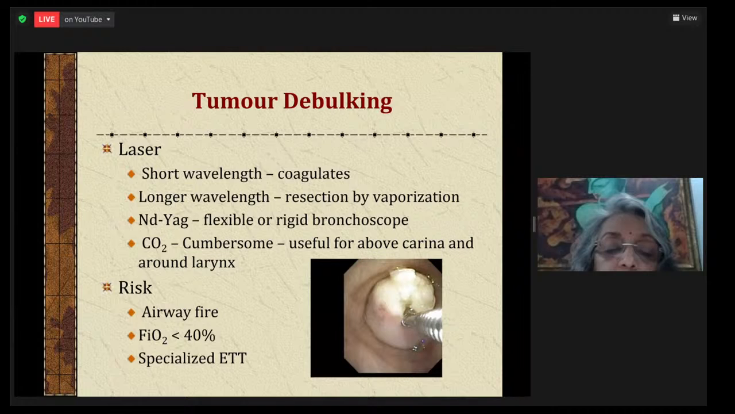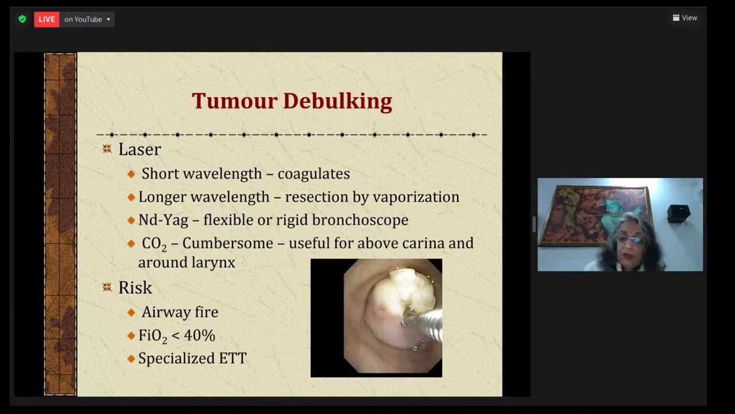Endobronchial electrocautery and the voltage. The risk with this is that it interferes with implantable devices. The airway and the anesthesia technique is the same: iGel, flexible bronchoscope, and TIVA.